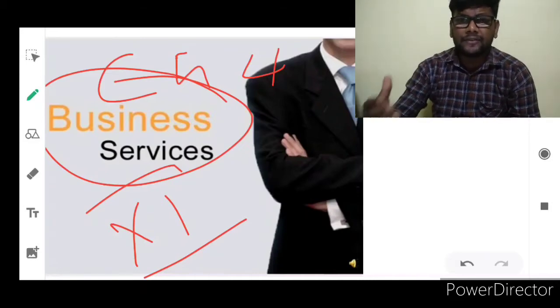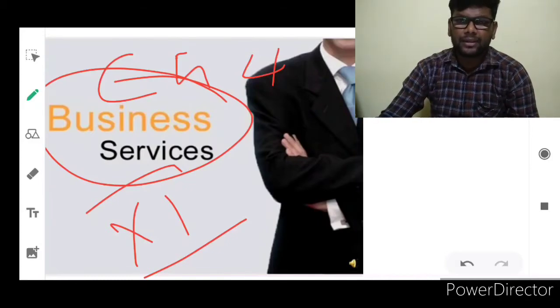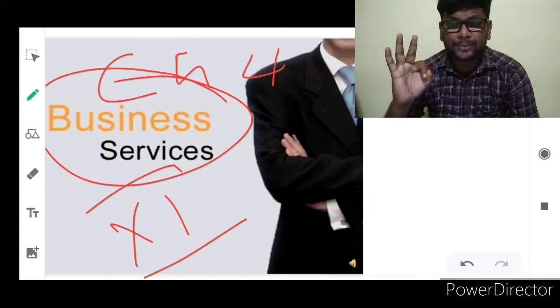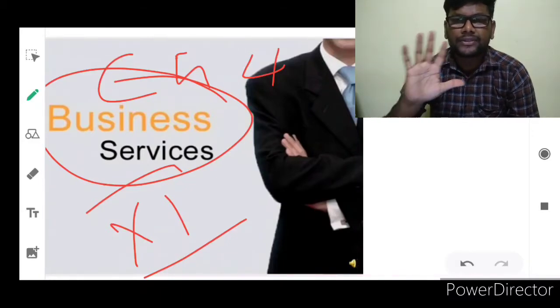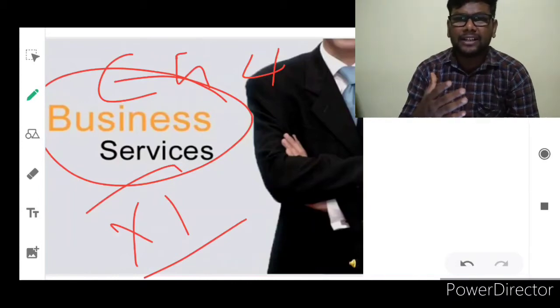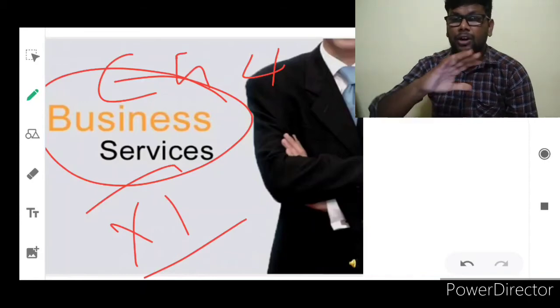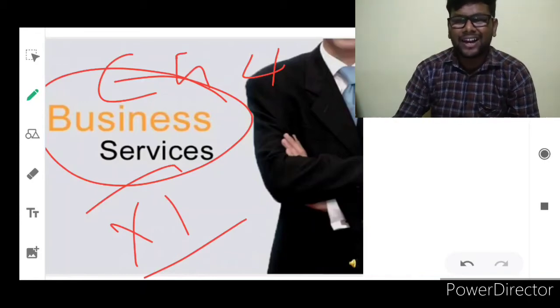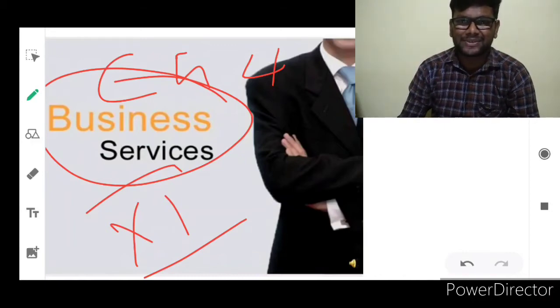Generally, in Grade 11, first chapter itself, we learned about auxiliaries of trade. Auxiliaries of trade are advertisement, warehousing, transportation, insurance and banking. These 5 headings are auxiliaries of trade, called services of the business. So now we can discuss it elaborately: the meaning of business, the meaning of services, what services there are in business, and the nature or characteristics of business and services.